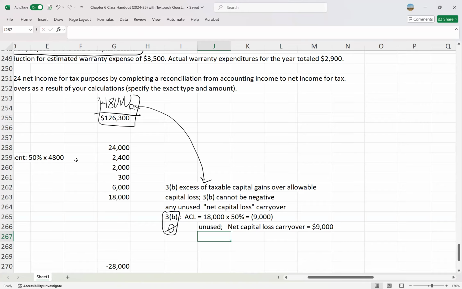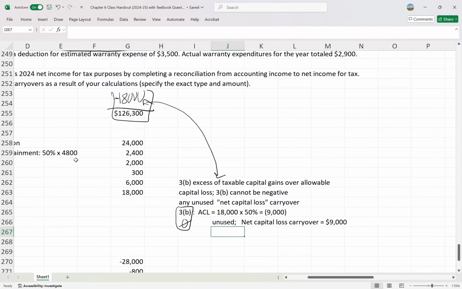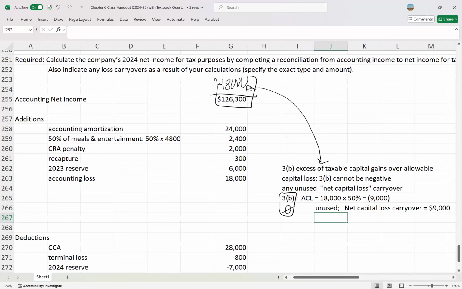So 3B can't be negative. We don't have any taxable capital gains. So this allowable capital loss cannot be used this year. And so it becomes a net capital loss carryover. Since 3B is 0, that means we don't have to add anything in our reconciliation schedule. Any questions about that?